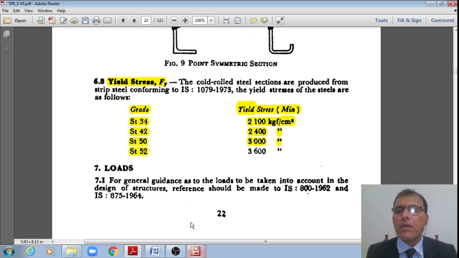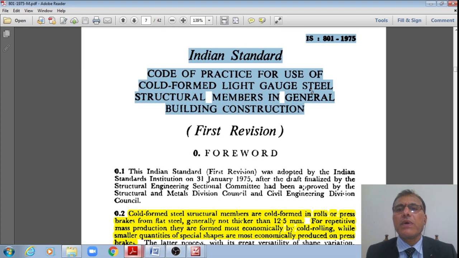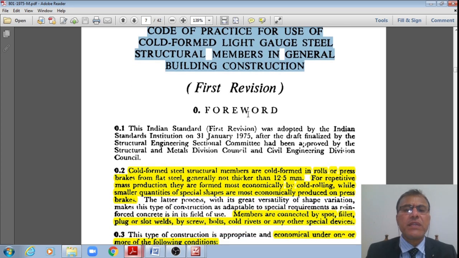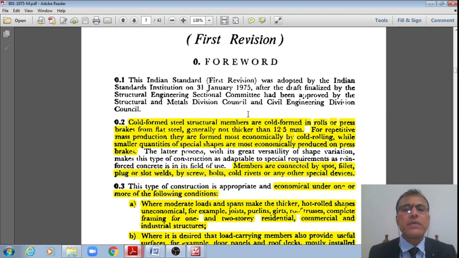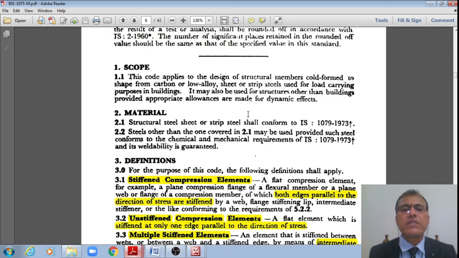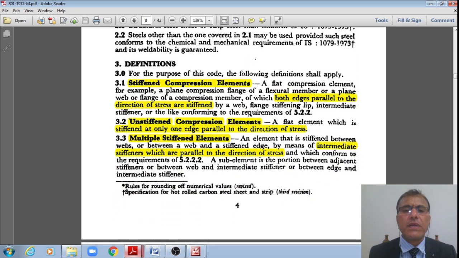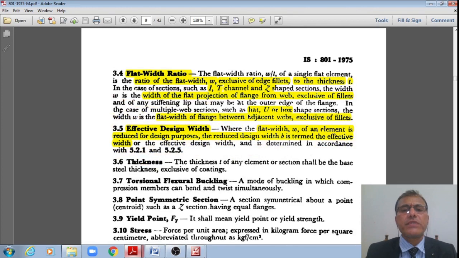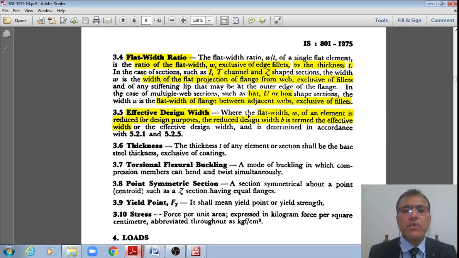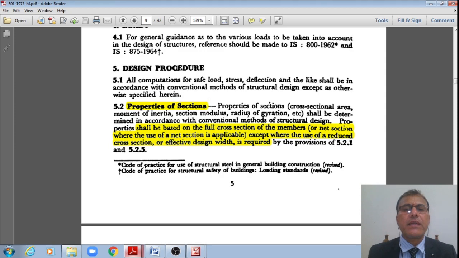Once we have seen these codal definitions, students, let us move quickly to IS 801 1975, which is the Indian Standard Code of Practice for use of cold formed light gauge steel structural members in general building construction. Just now we have seen where it can be used and what a cold formed section is. Now I'll skip this. We have even seen this definition from the commentary of IS 801, and even the yield stresses we have seen.